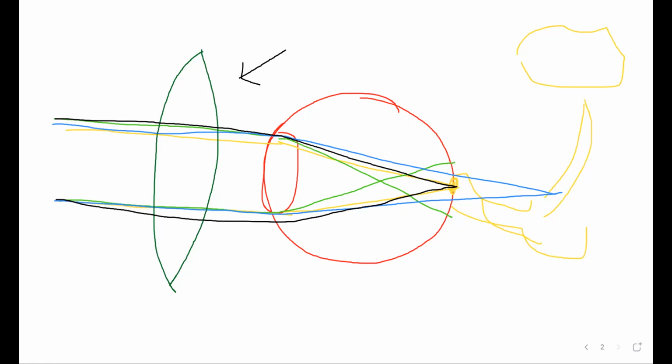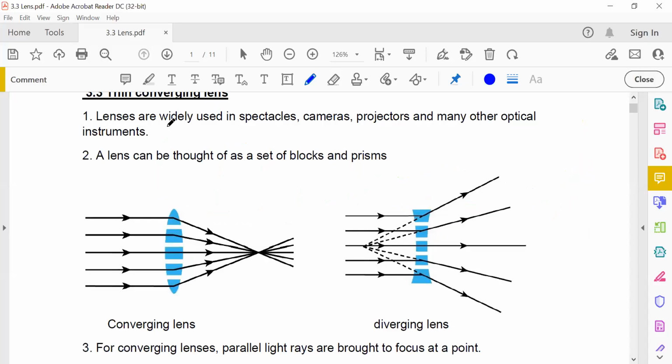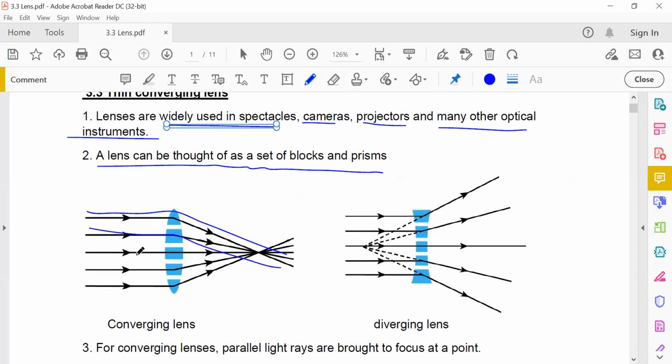So if you look at the notes here, you can see that lenses are widely used in spectacles, cameras, projectors, and many other optical instruments. A lens can be thought of as a set of blocks and prisms. Basically, they help converge the light rays to the proper position that you want. Today, if the light rays are not converging in the proper position, you will be unable to see the proper image produced by the lens itself.